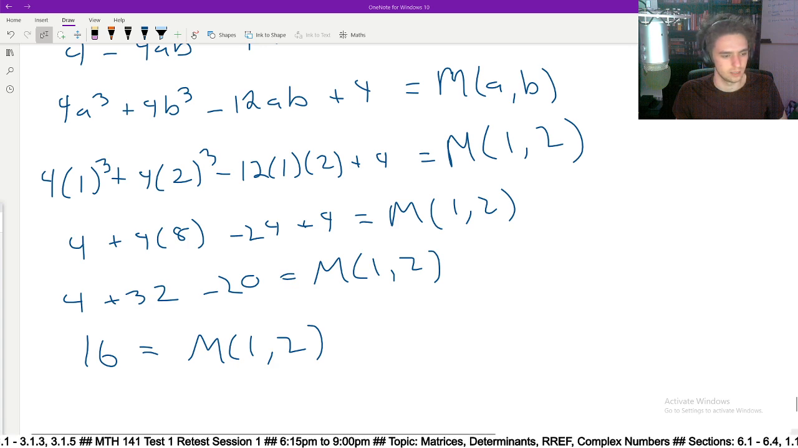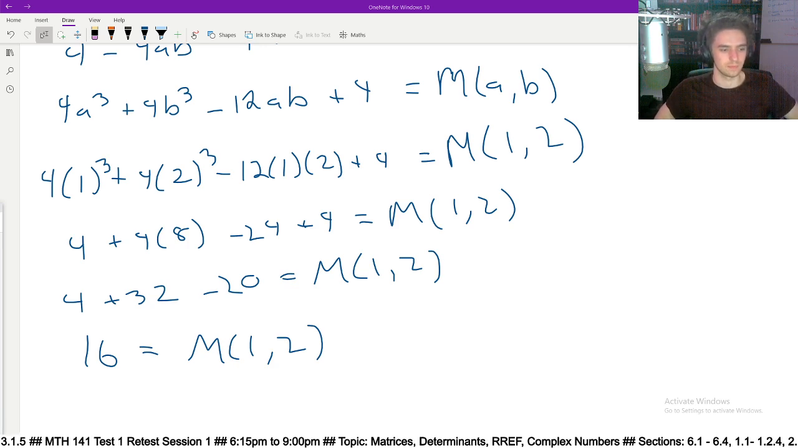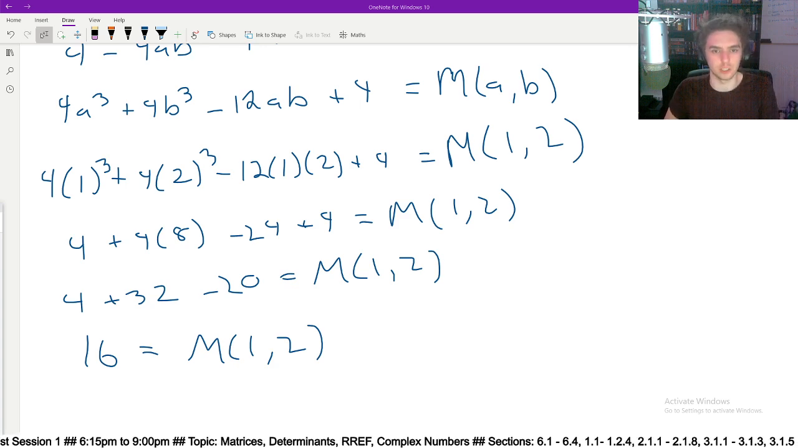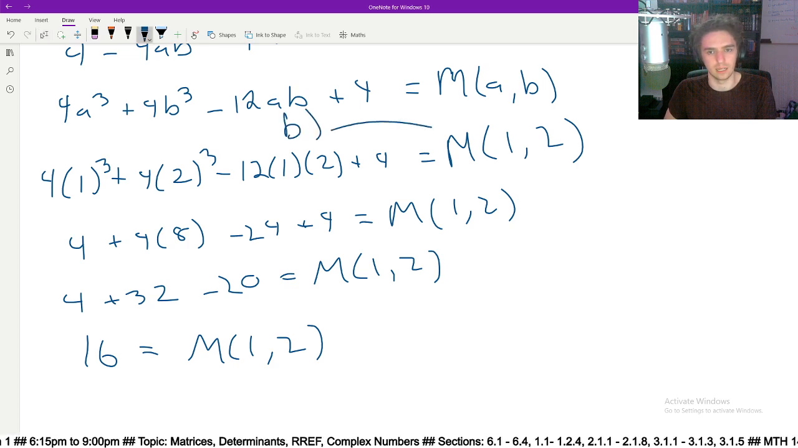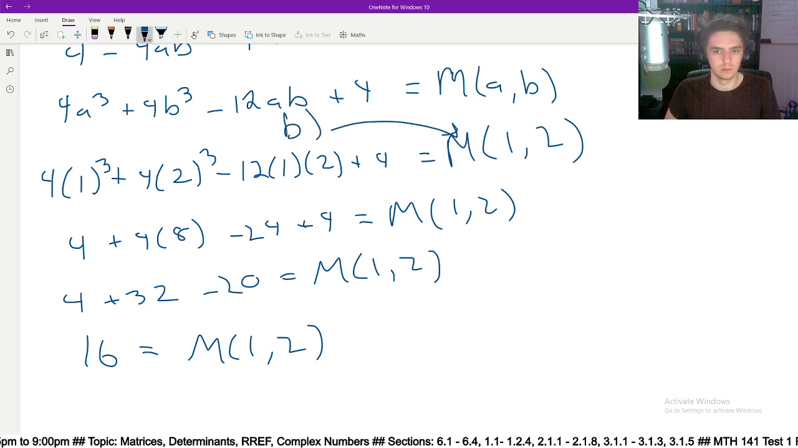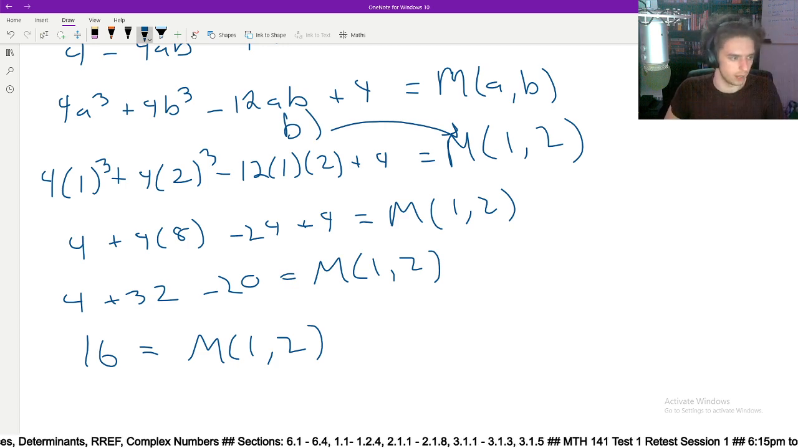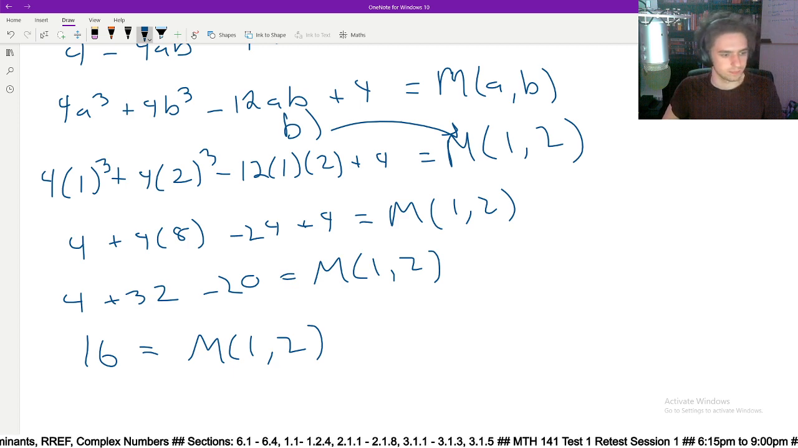Good question. Why does A and B equal 1 and 2? Oh, that's part B of the question. It gives us that. This is part B. It says solve M(1,2). Okay. Right, that's what it gives, yeah. And so to find that, you just plug it into the formula we found in part A.